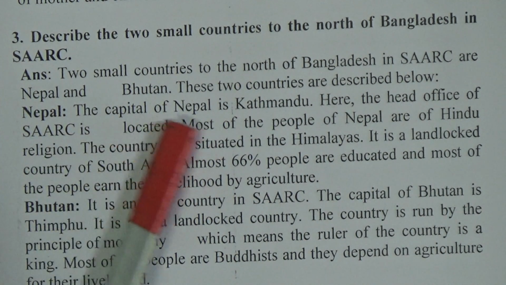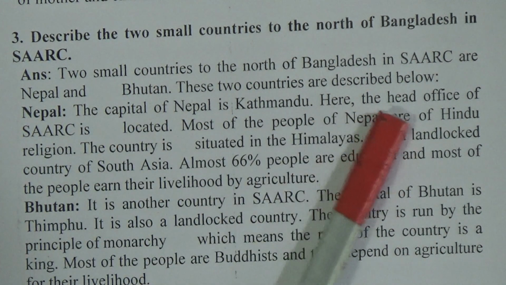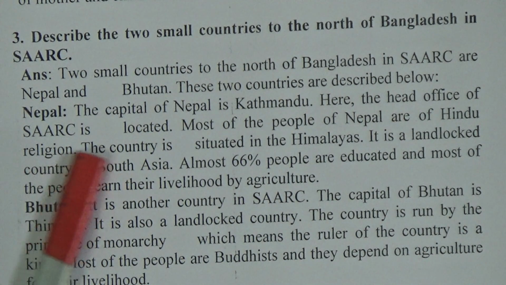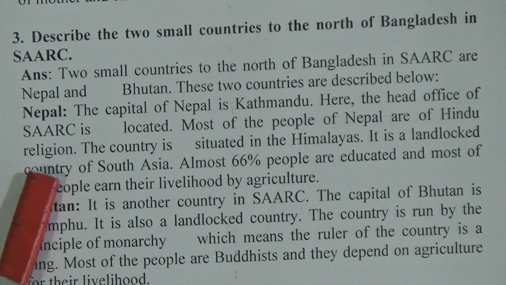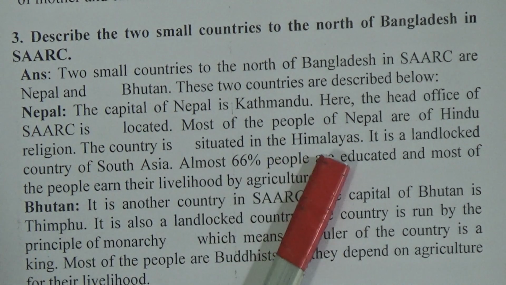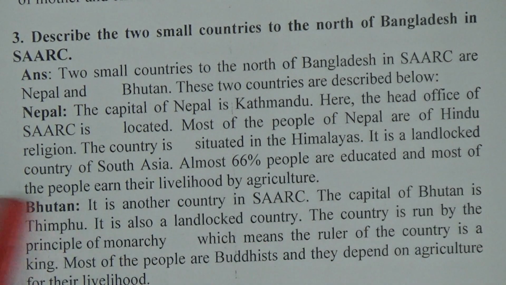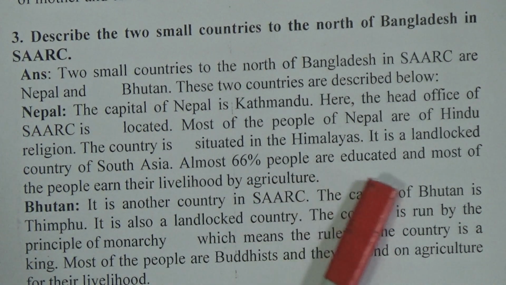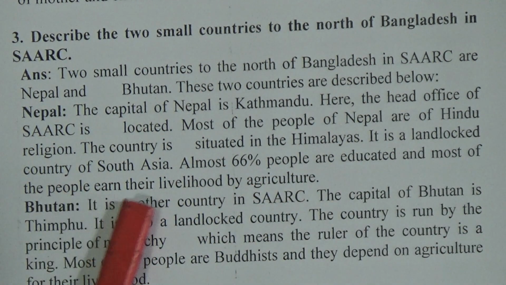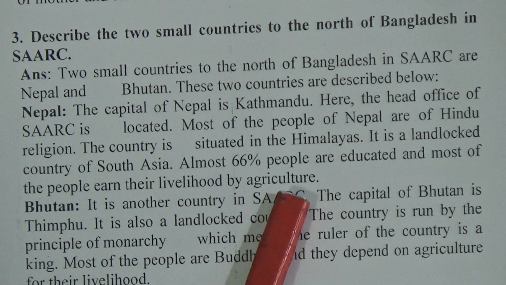The capital of Nepal is Kathmandu. Here the head office of SAARC is located. Most of the people of Nepal are of Hindu religion. The country is situated in the Himalayas. It is a landlocked country of South Asia. Almost 66% people are educated and most of the people earn their livelihood by agriculture.